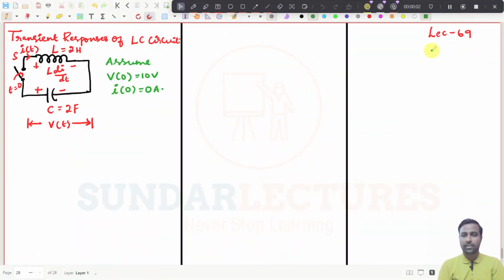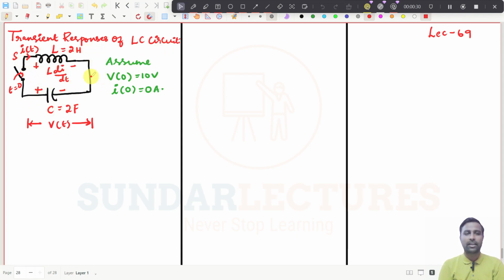Welcome to Sundar's lecture. This is lecture number 69, and in this lecture we are going to see transient responses of LC circuit, right? We have taken an example, we have not gone with the default LNCs, because with an example you can easily understand the concepts behind the LC circuit. We have not considered R here, so it is not an RLC circuit, it is just LC, only inductor and capacitor.